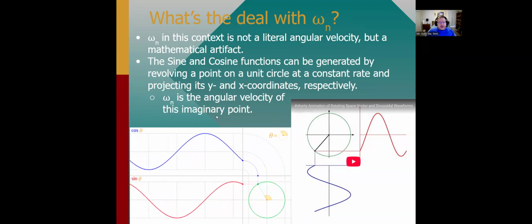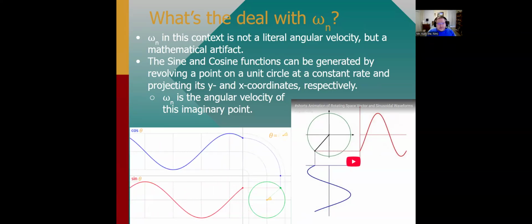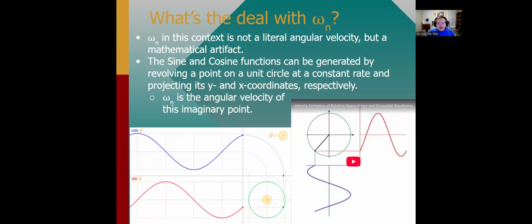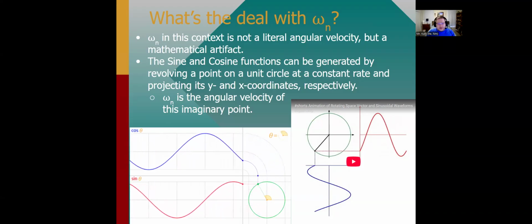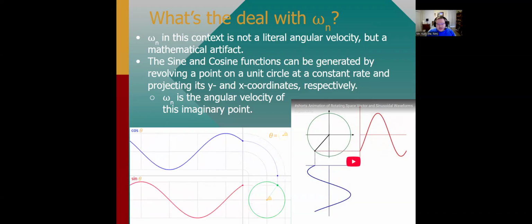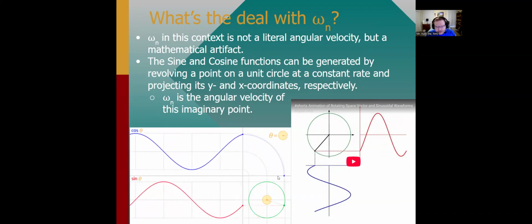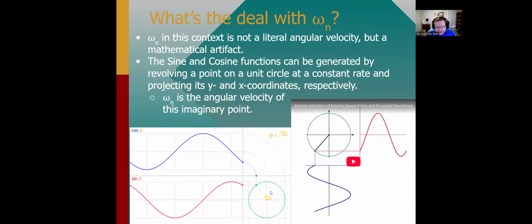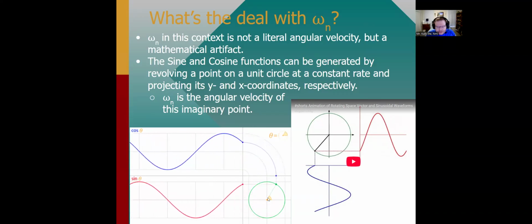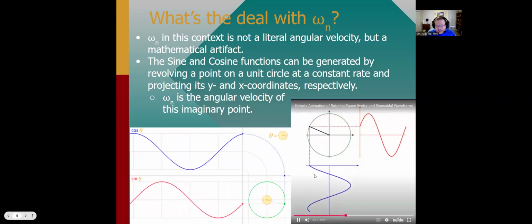So omega n in this context is not a literal angular velocity, but a mathematical artifact. The sine and cosine functions can be generated by revolving a point on a unit circle at a constant rate and projecting its x and y coordinates respectively. Here's one example of doing that, though they do kind of have to bend and show that, okay, when this is over here, that's right there, and the equilibrium, that's right there. But here's another video that projects it like that.